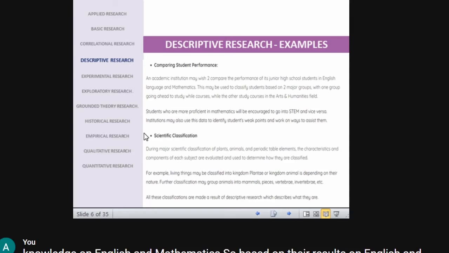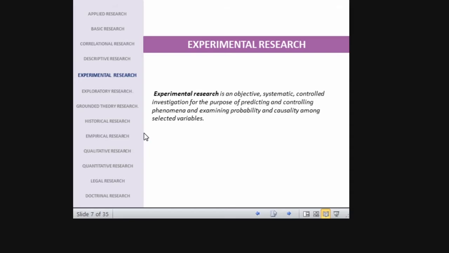Similarly, when you are describing the nature of their description, when you are conducting research on those natures, it is called descriptive research. Hope you understand this. So next is experimental.